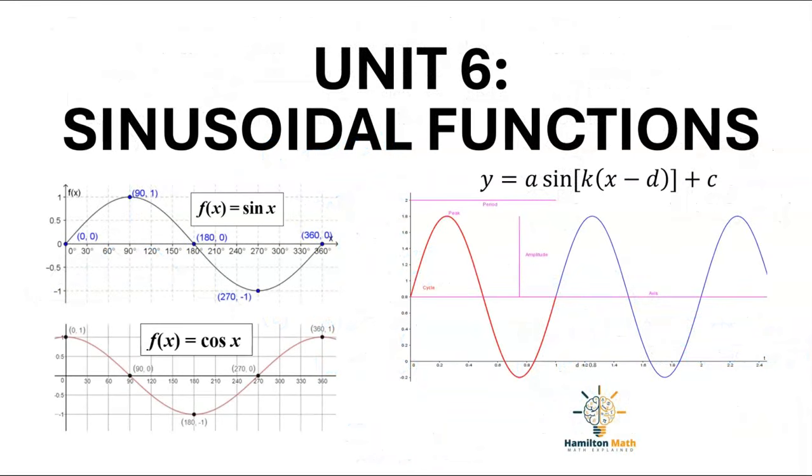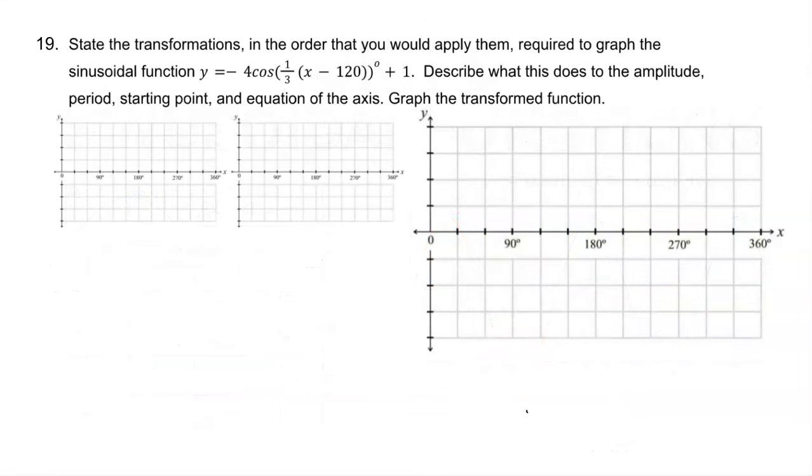Unit 6 is all about sinusoidal functions. We're going to look at how to graph sine x and cos x, and then how to apply transformations to graph a transformed function and how that applies in real life. This question says state the transformations in the order that you would apply them required to graph the sinusoidal function shown. Describe what this does to the amplitude, period, starting point, and equation of the axis. Graph the transformed function.